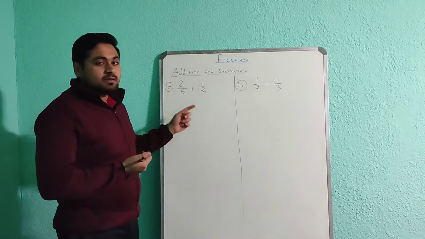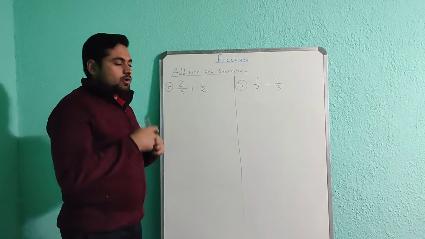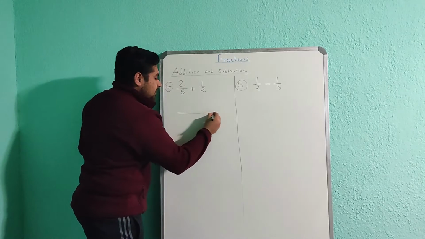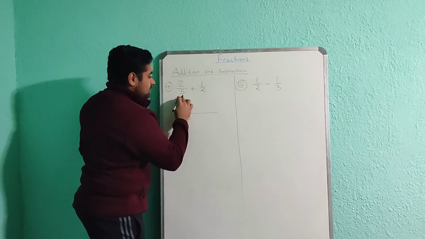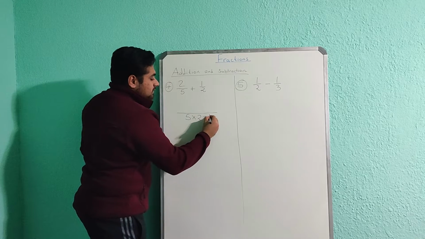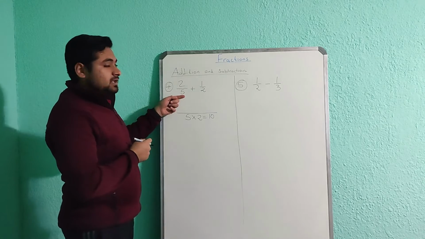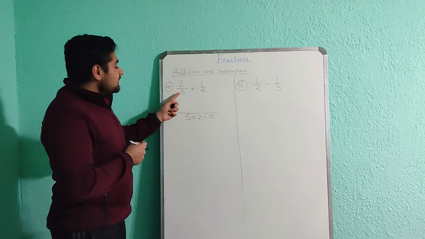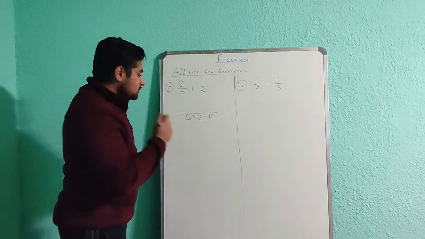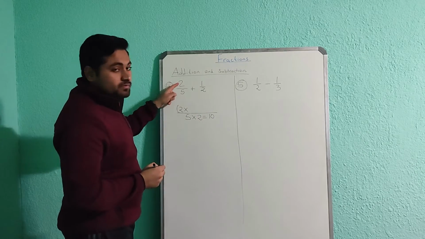We simply multiply the denominators to get our common denominator, or the lowest common denominator. So we simply say 5, the first denominator, times 2, the second denominator. The answer is 10. So now we go to the first fraction and ask ourselves, how many times can 5 go into 10? 2 times.